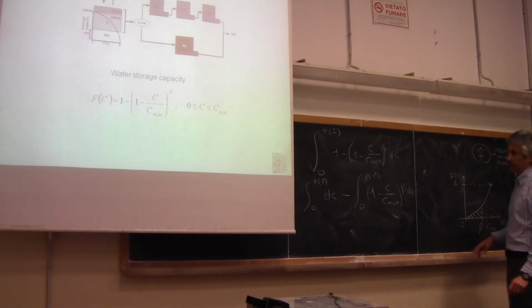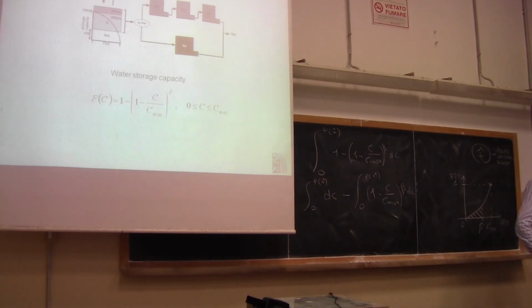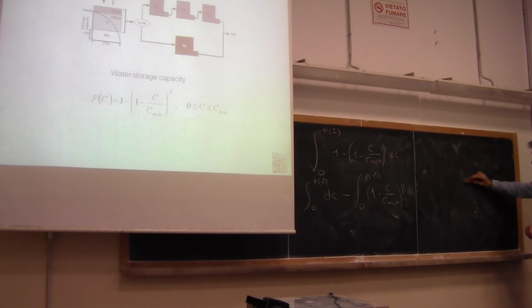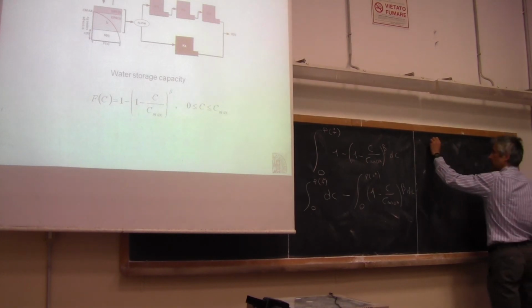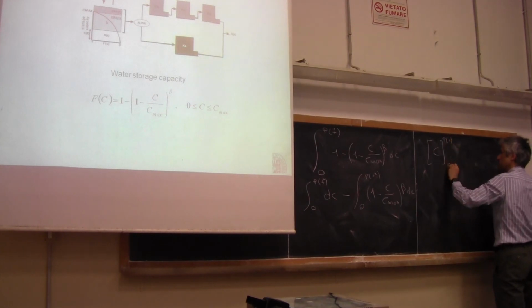And keep in mind that this P is cumulative rainfall, okay? Okay, let's move forward. The first integral is straightforward. The first one can be written as C, computed between the extreme P_t and 0, minus.